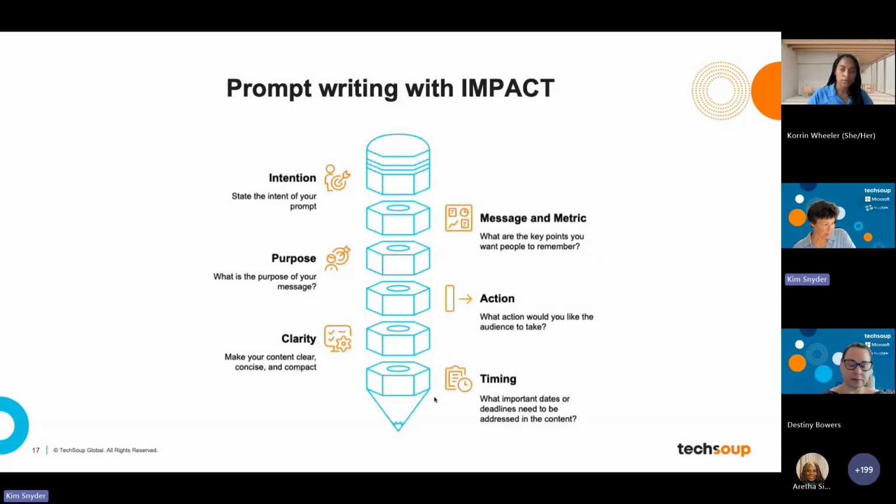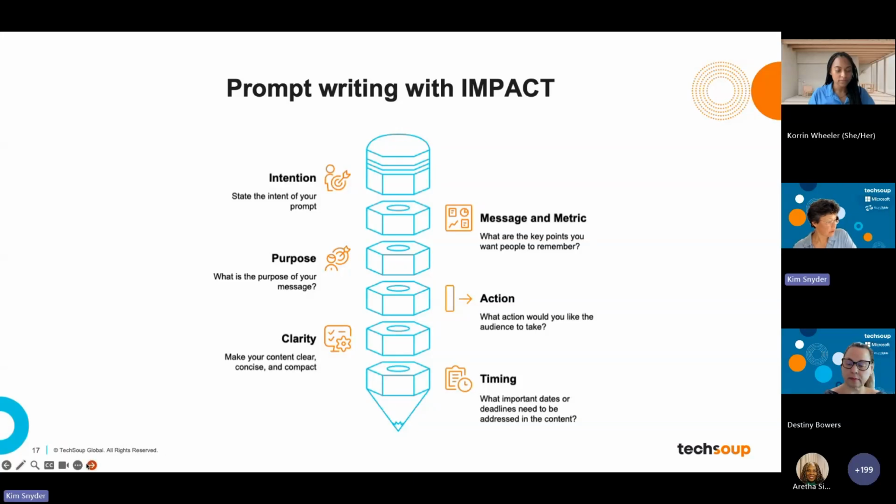And make it clear, right? Make it concise. You don't need to write a whole lot of stuff. And if you're writing something where you want it to deliver a certain kind of message, are there details such as timing or deadlines or things that you want to be sure to include?